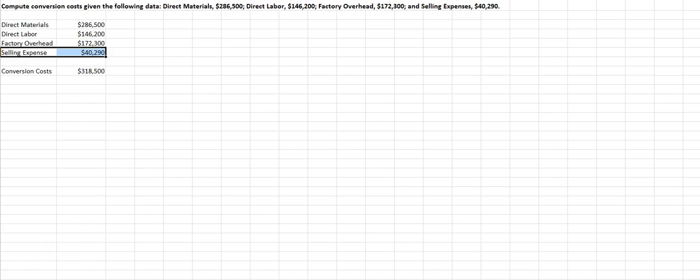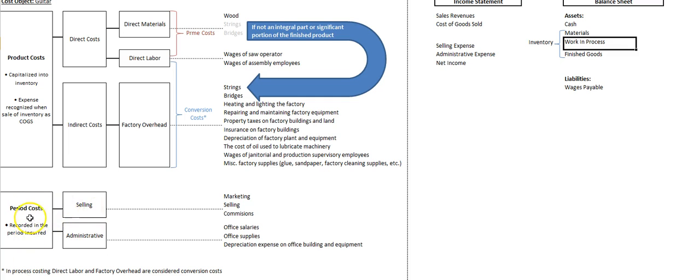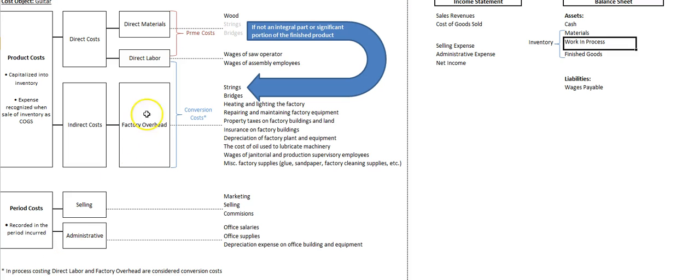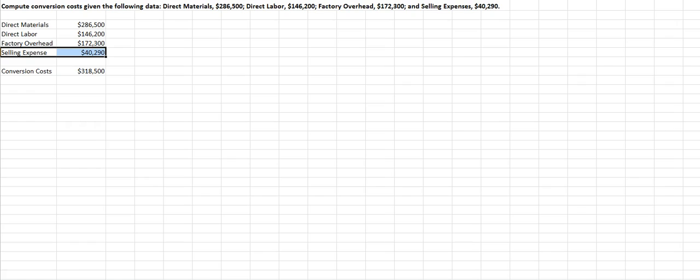Let's go back to this tab. See, selling expense would fall over here under period cost. Okay? You have one of these in Web Campus, so print it out and learn it well, because it will help you answer various questions in the test.